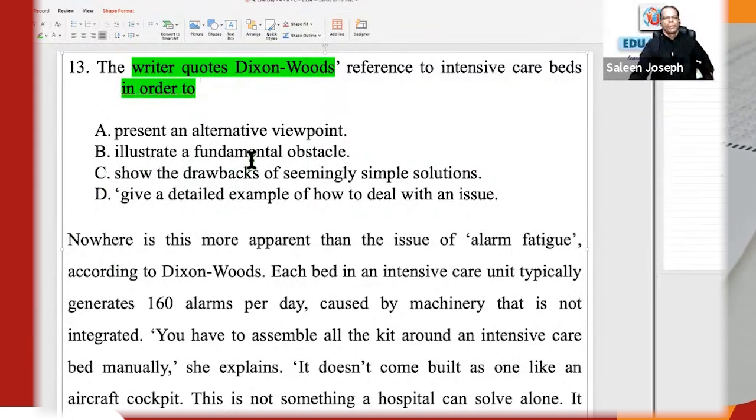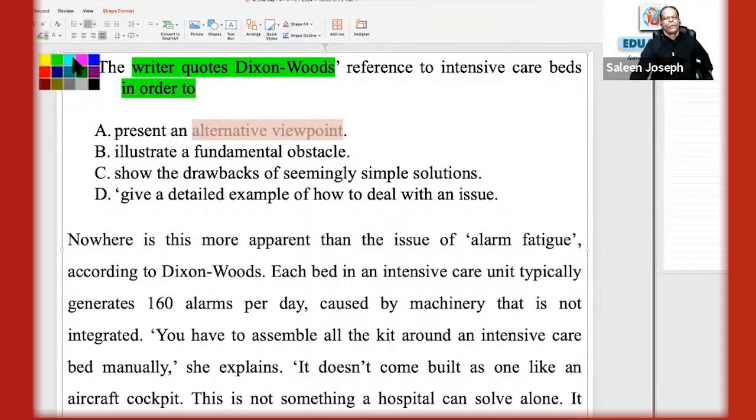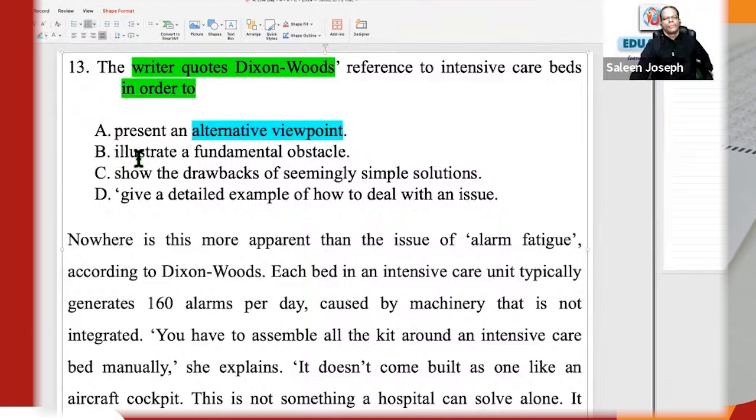Okay. Present an alternative viewpoint, another viewpoint. He quotes to present another viewpoint, alternative viewpoint, to illustrate a fundamental obstacle. Viewpoint, here obstacle. Then the third option, what is the edging word? Show the drawbacks of seemingly simple solutions. Only simple solution. Yeah, the main concept is solution, right?